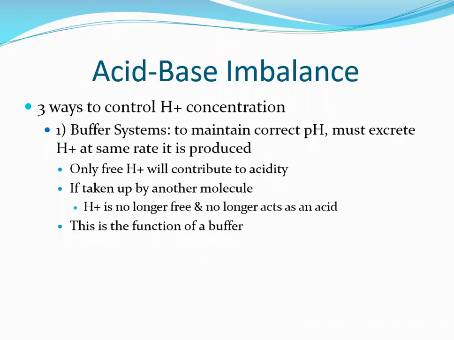There are three ways to control hydrogen ion concentration in the body. The first way is through buffering systems. To maintain the correct pH, we need to excrete hydrogen ions at the same rate that they are produced. Only free hydrogen ions will contribute to the acidity of the body fluids. If these hydrogen ions are taken up by another molecule, it is no longer free and can no longer act as an acid. This is the function of a buffer system.